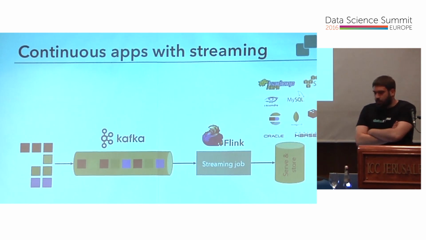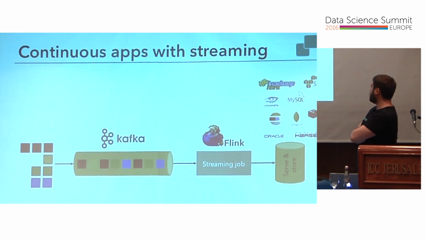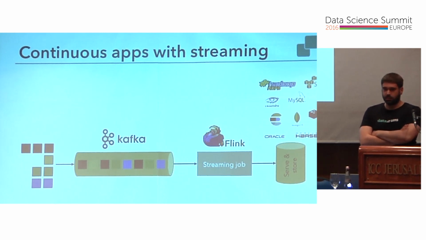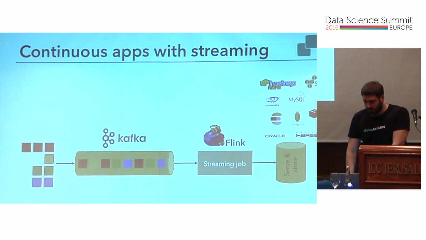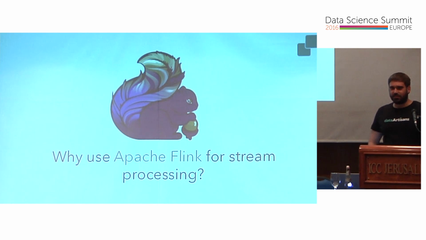Typical implementations of this are Kafka for the message queue, a variety of things for serving and storing: Cassandra, NoSQL and SQL databases, Hadoop for archival, etc., and Apache Flink for the stream processing. And basically, the rest of this talk is why use Apache Flink for stream processing.